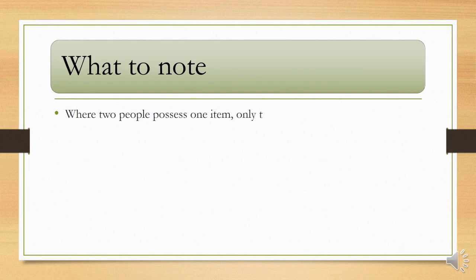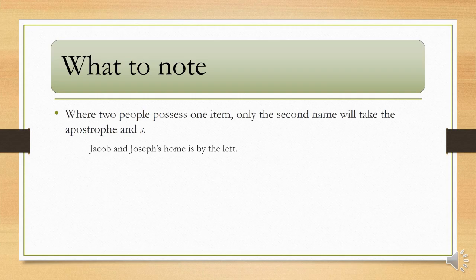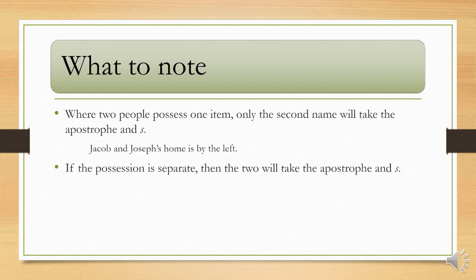There are things to note about the apostrophe. Where two people possess one thing, only the second name will take the apostrophe and S. For instance, Jacob and Joseph's home is by the left. We are not talking about two homes here. We're talking about just one home that is for Jacob and Joseph. If the possession is separate, then the two will take the apostrophe and S. Okay? Juliet and Aziz's shoes are black. Juliet's and Aziz's shoes are black. That is, you're talking about Juliet's shoes and Aziz's shoes.